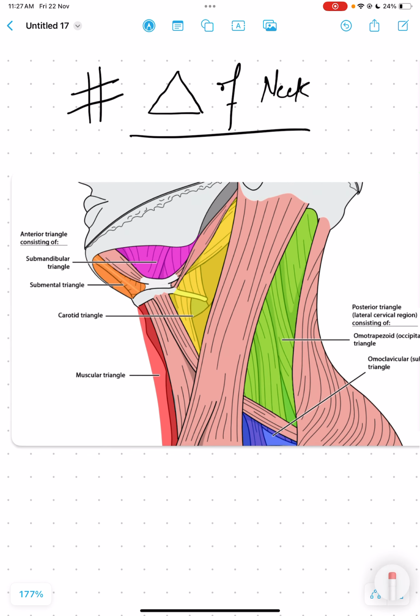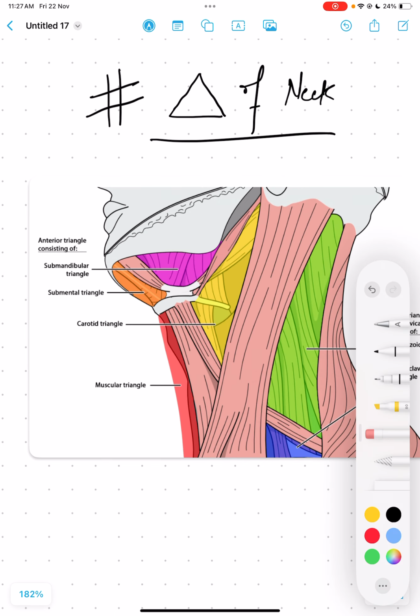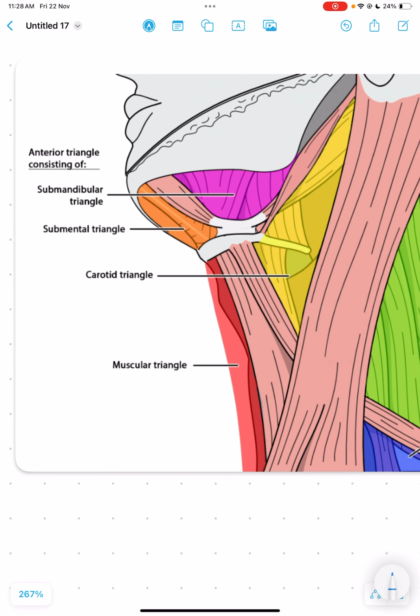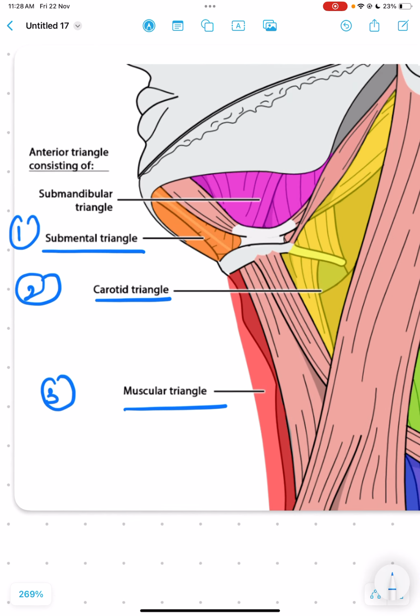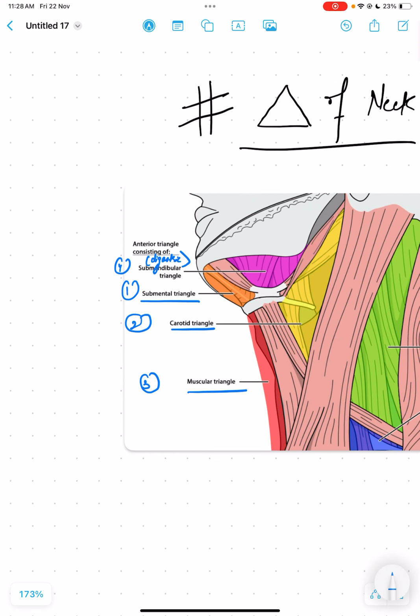In this diagram, there are marked structures. I will change the pencil color for you so that you can differentiate easily. First of all, we have the submental triangle, carotid triangle, muscular triangle, and the submandibular triangle, which is also called the digastric triangle. These four are the anterior triangles of the neck.